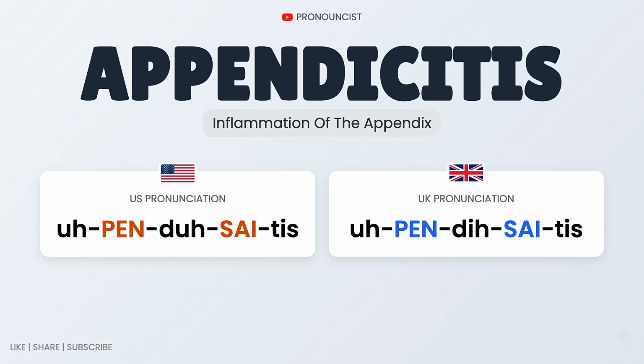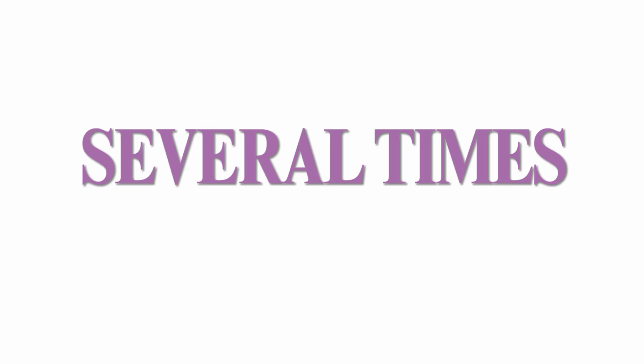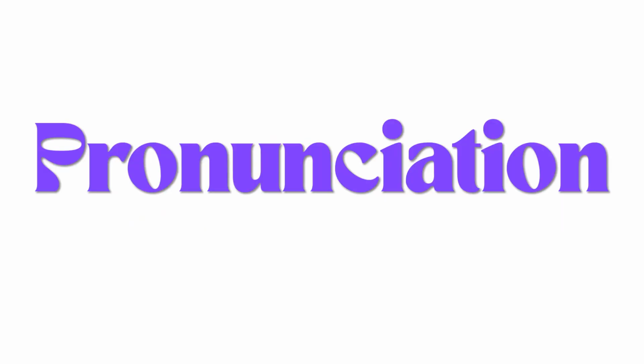Appendicitis. Practice repeatedly and you'll soon be able to say this word perfectly. The best way to practice is to repeat the syllable multiple times. The meaning of the word is inflammation of the appendix. Try repeating this word several times to improve your pronunciation.